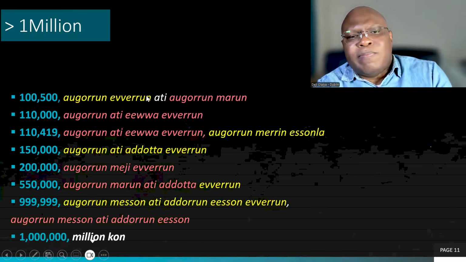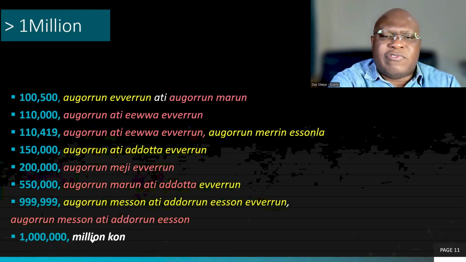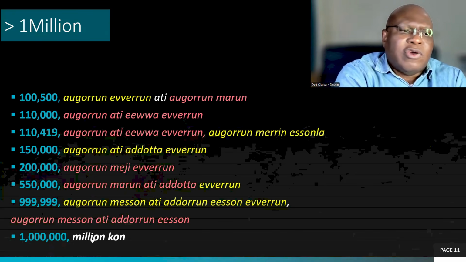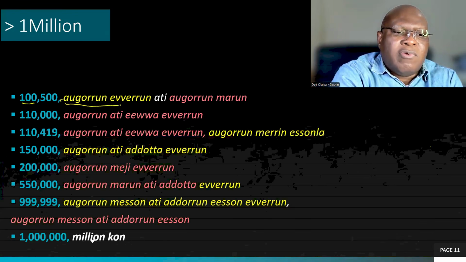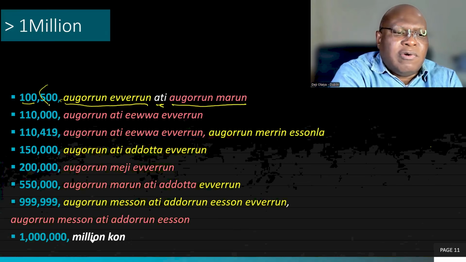Let's now count up to 1 million. So what is 100,500? 100,000 straight away is ọgọ́rùn-ún ẹgbẹ̀rún. Ọgọ́rùn-ún ẹgbẹ̀rún àti ọgọ́rùn-ún márùn-ún. This is the ọgọ́rùn-ún márùn-ún.